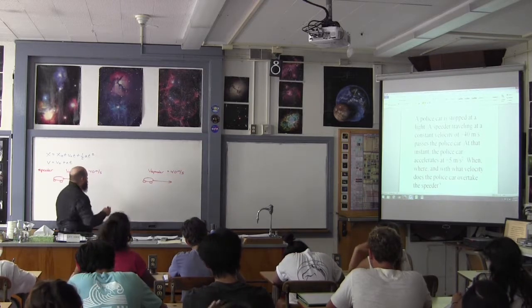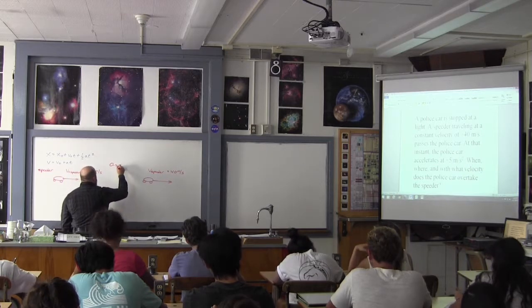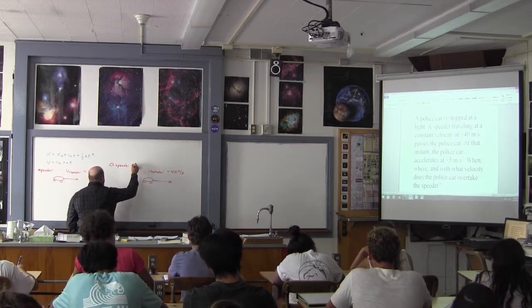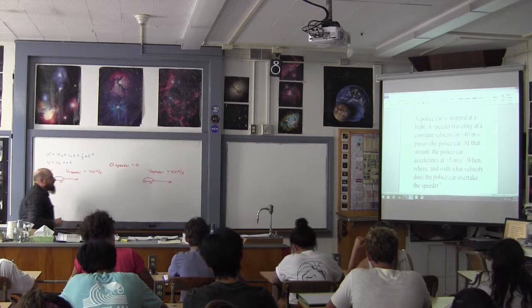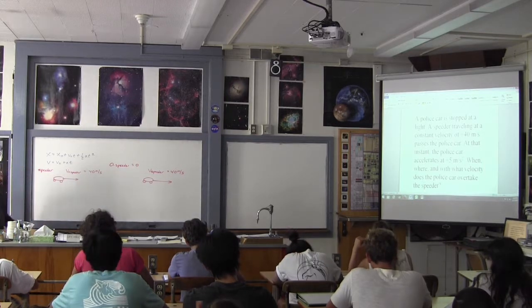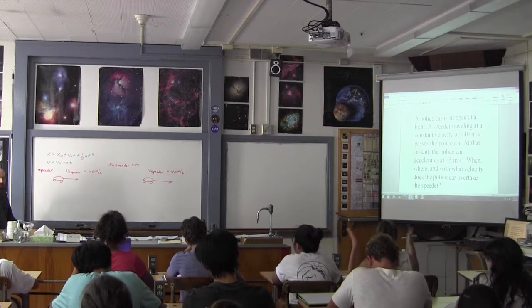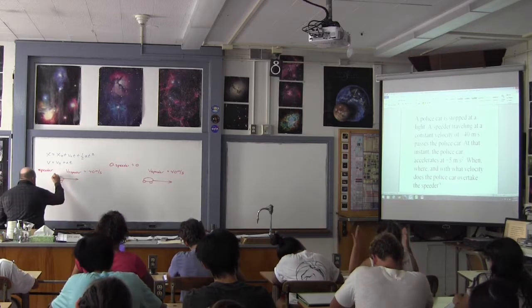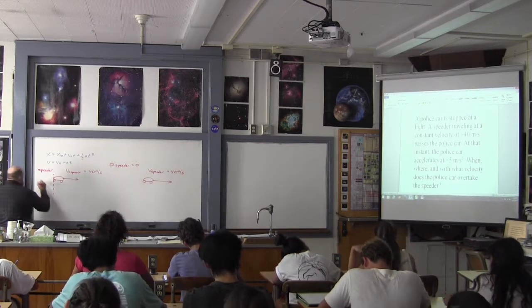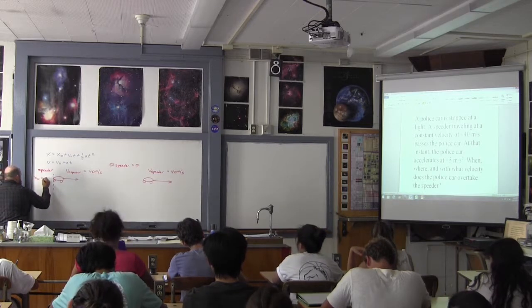0, because it's a constant velocity. So we note that the speeder is 0. Incidentally, as we saw last time in class, usually in situations such as this, we assume that the person starts at the origin. So that right here, we'll say is the origin. We'll say that x naught for the speeder is equal to 0.